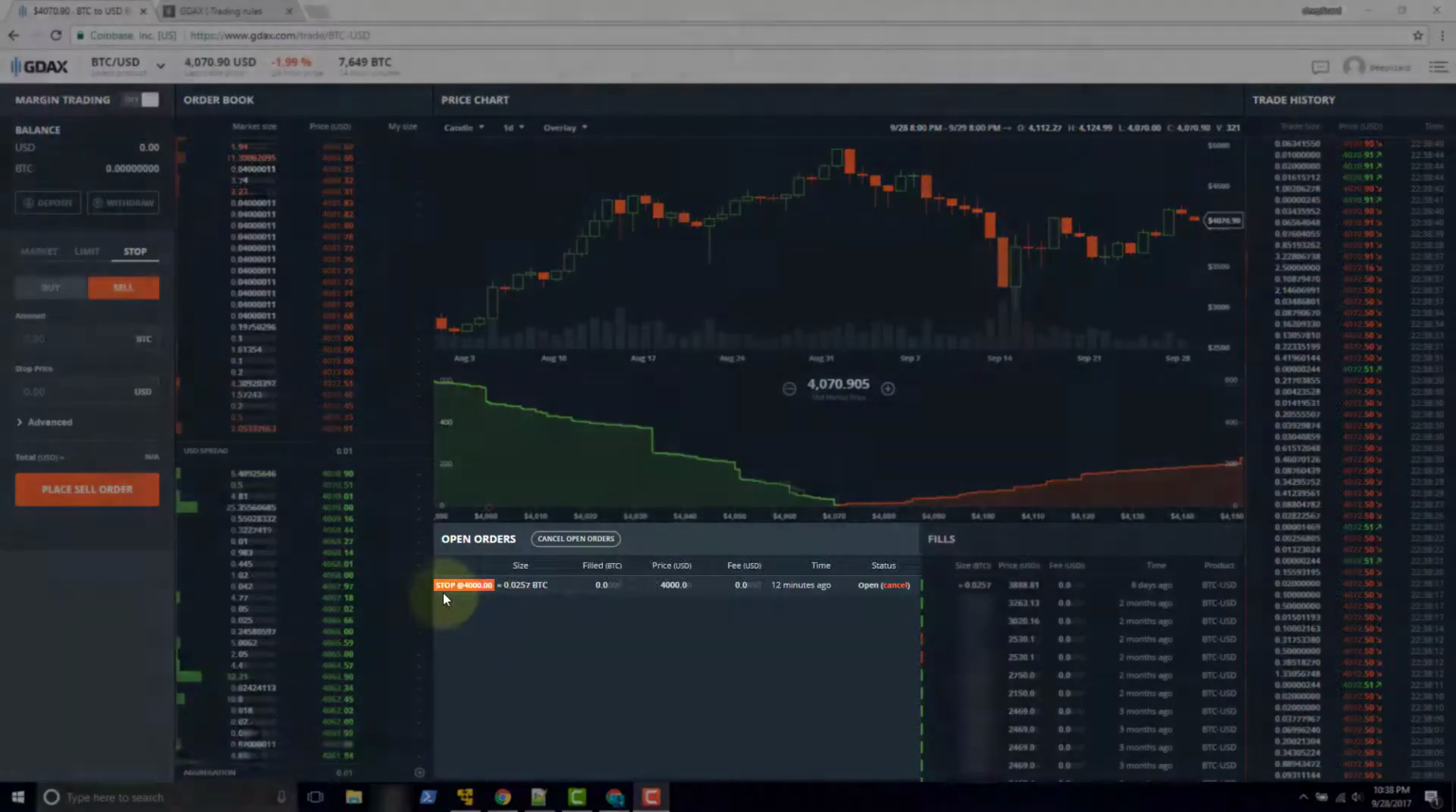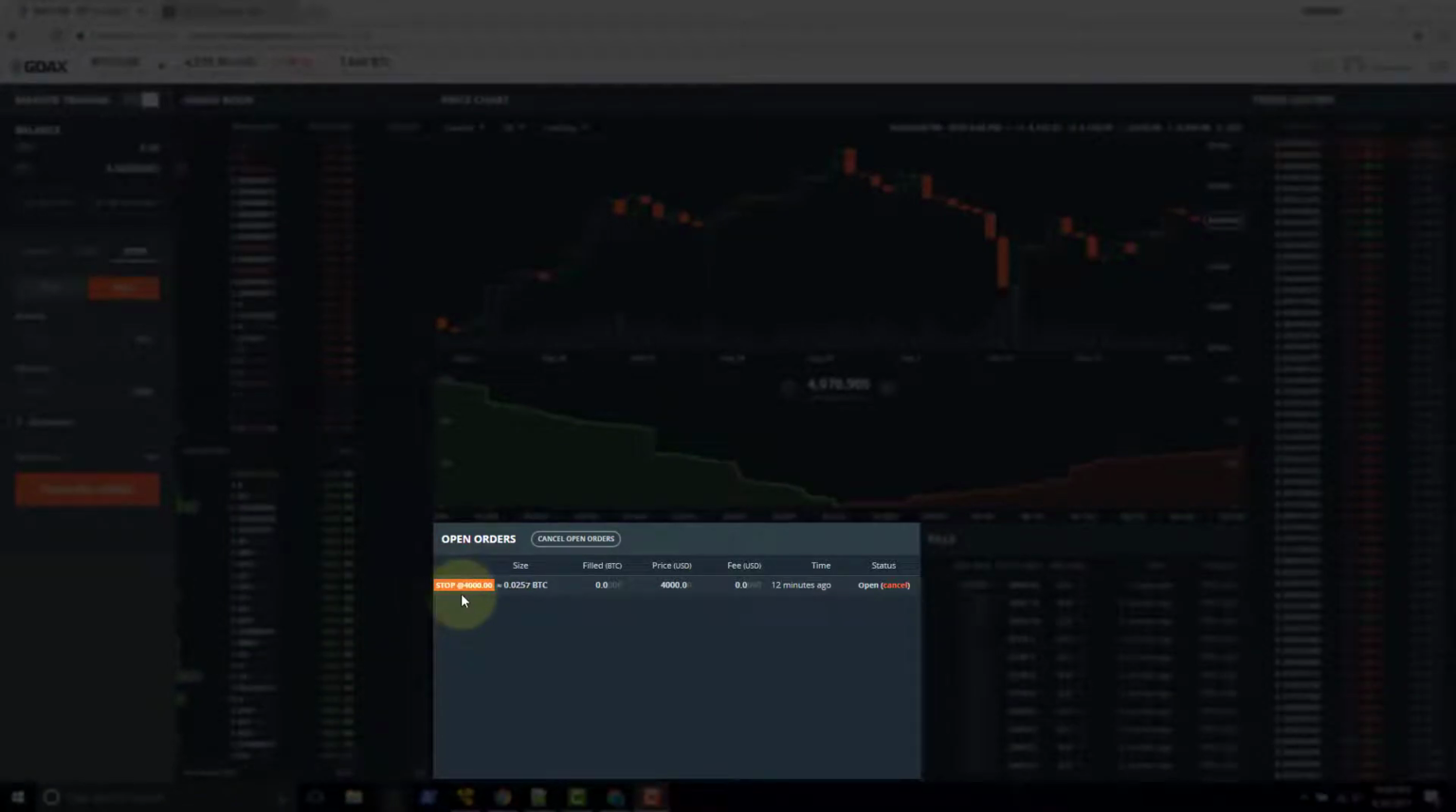Looking at this open order, we can see that it is a stop order and we have set the stop price at $4,000. The size is the total amount in our account. We have not filled any. The price, now this price is the limit price that we specified, and we went ahead and specified 4,000. So we have the stop price at 4,000 and we're saying that the limit that we will accept is 4,000.